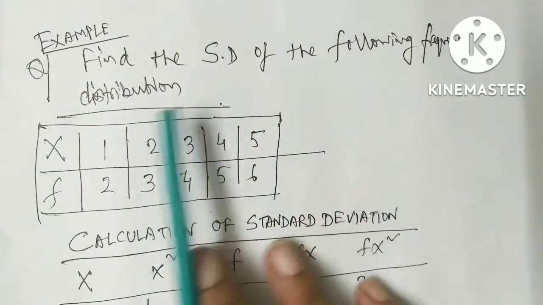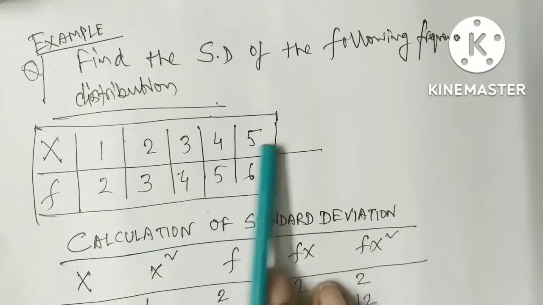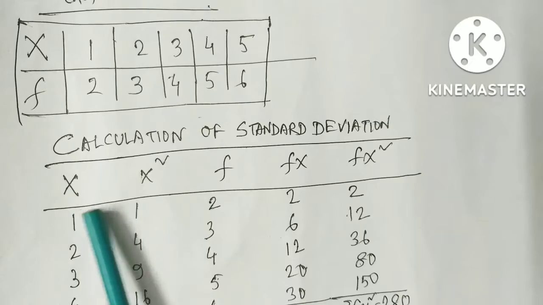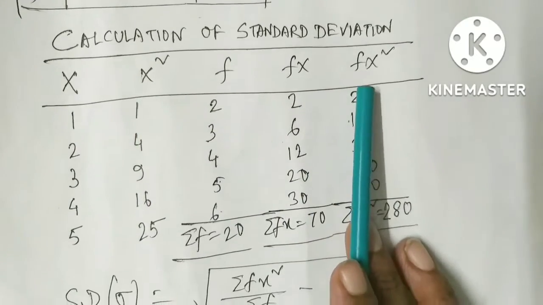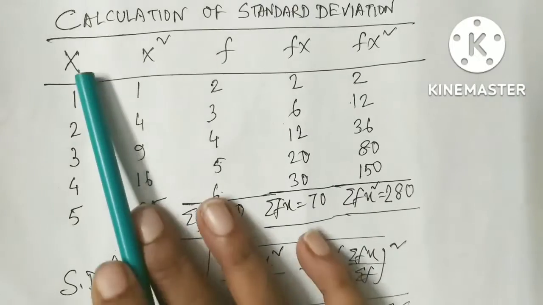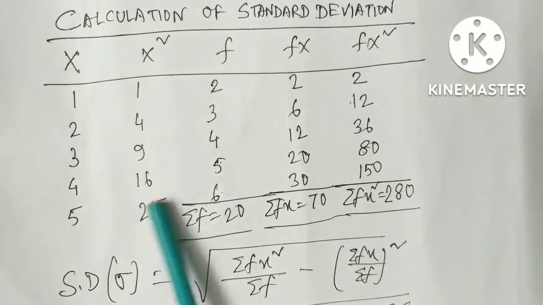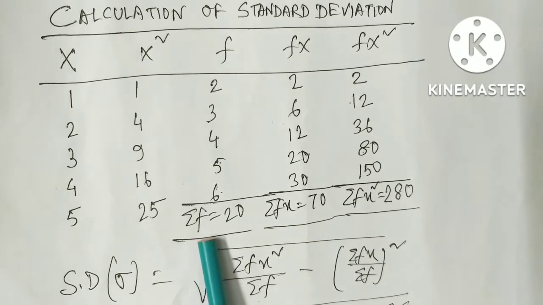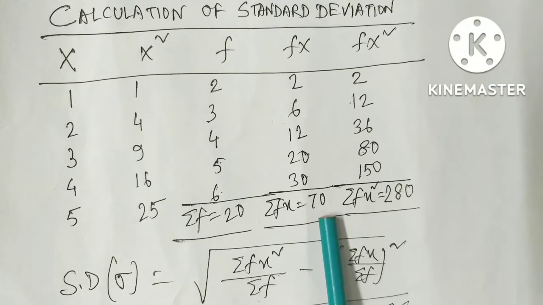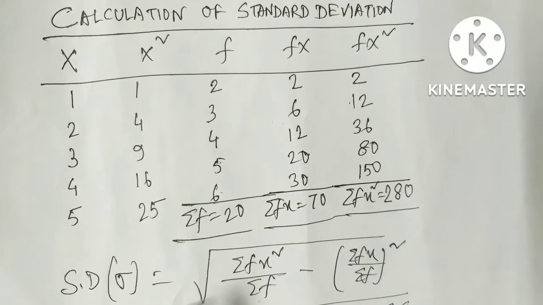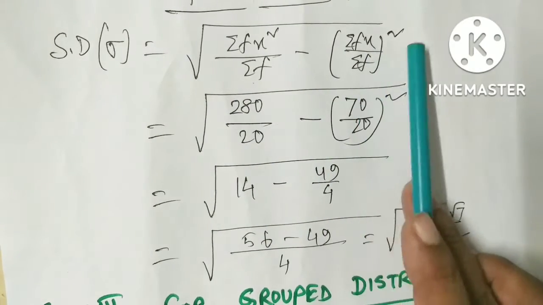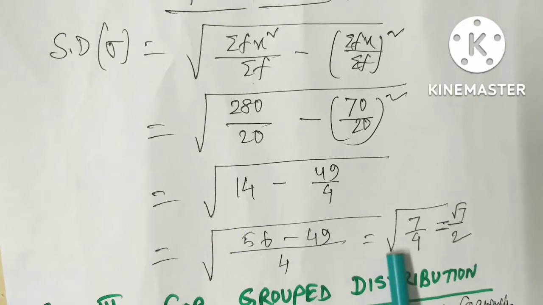Find the SD of the following frequency distribution. X values are 1, 2, 3, 4, 5. F values, the frequencies, are 2, 3, 4, 5, 6. And we make the columns x, x square, f, fx, fx square, which are required for the formula. And these are the x column, x square column, f column, fx column, fx square column. And we find here summation f equals 20, summation fx equals 70, summation fx square equals 280, and putting these in the formula, summation fx square by summation f minus summation fx by summation f whole square under root, we get 7 by 4, that is root 7 by 2 is the SD value.